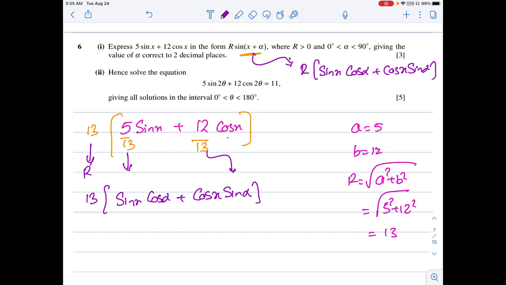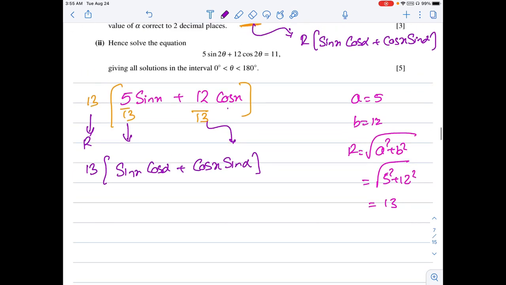According to the requirement, we have assumed that 5 upon 13 is cos alpha and 12 upon 13 is sin alpha. Sin alpha we have assumed as 12 upon 13, so alpha will be sin inverse 12 upon 13. We take the calculator, keep the mode in degrees, and quickly do sin inverse 12 upon 13. It should give you something around, in one decimal place 67, or two decimal places 67.38.